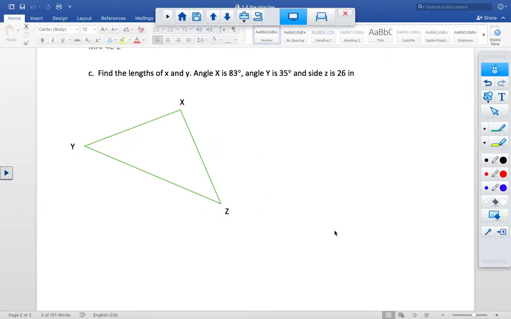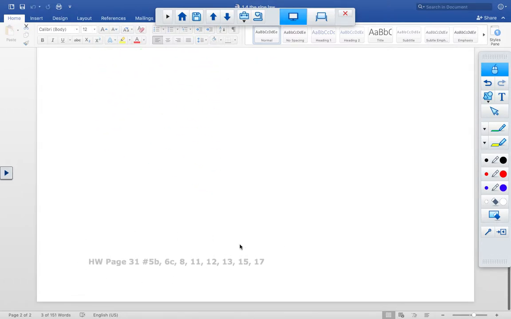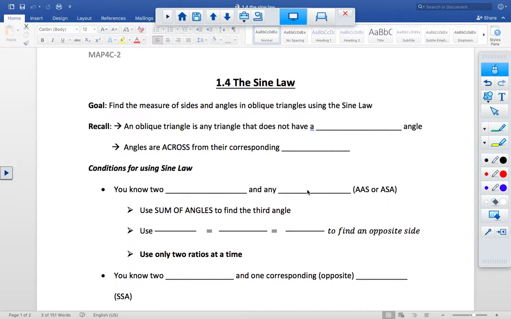I am going to leave you with this, guys. You're going to do the homework on page 31, number 5B, 6C, 8, 11, 12, 13, 15, and 17. And I will hopefully see you guys on Tuesday, and I will go over the cosine law. Okay, so for now, you're just responsible for the sine law.